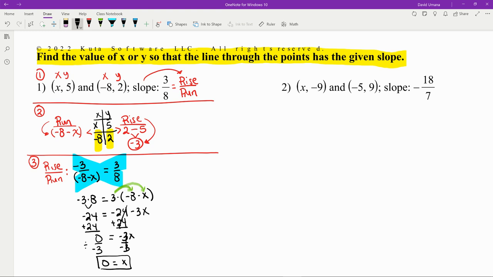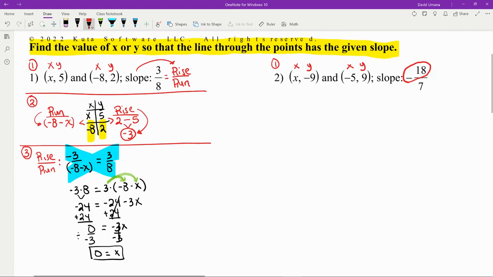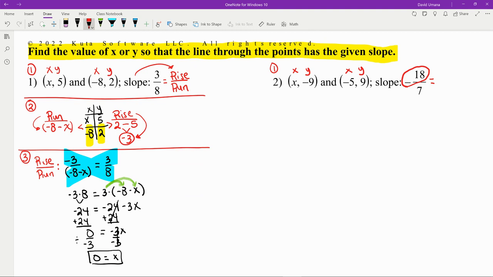So let's turn our attention to the second problem. You'll notice that it's the exact same procedure. Step number 1, identify x and y. And then on this one, on purpose, I'm going to circle here, and then I'll say that this is equal to my rise and run. That completes step number 1. Step number 2, I'm going to create my t-chart.